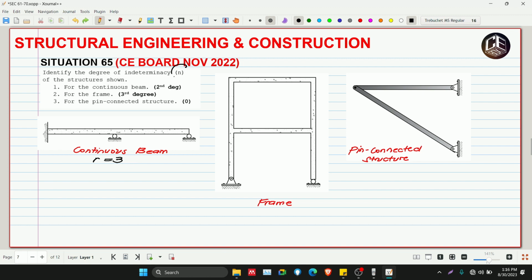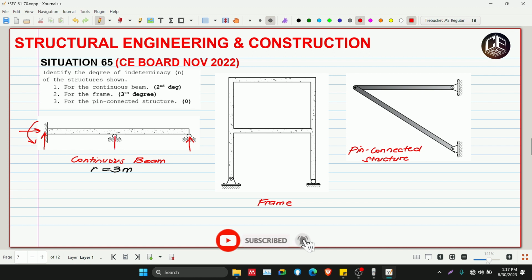Kaso dito, ang degree of indeterminacy, n. So, gawin natin yung ating n dito sa equation as m na lang, number of members. Then yung ating r is the number of reactions sa lahat ng reactions, mapa-support man yan or connection. So, dito sa ating number 1, we have a fixed support na kung saan meron siyang reaction na tatlo: vertical, horizontal, and moment. Tapos, meron tayong exterior roller support. So, ang ating reaction dito is perpendicular sa kanyang surface. Horizontal kasi yung surface niya.